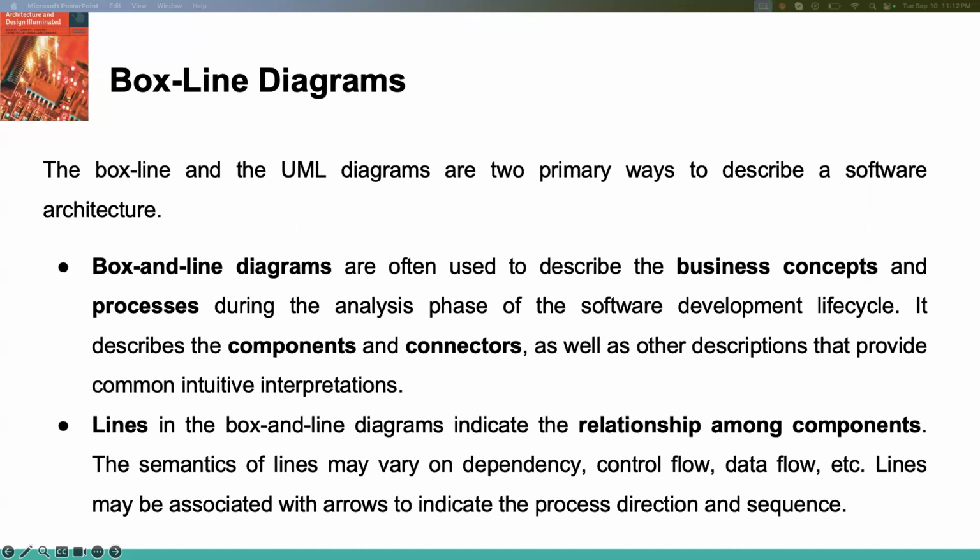Let's look over box line diagrams. Box line diagrams are a simple way to show the structure of a software system. Think of it as the map of different components, the boxes, and how they are connected, or that's lines. These are often used early in the development process to represent business concepts and processes. Each box represents a component and the lines show relationships. The lines might mean different things like a dependency, control flow, or data flow between components. If you see arrows, they indicate a direction or order in which things happen.